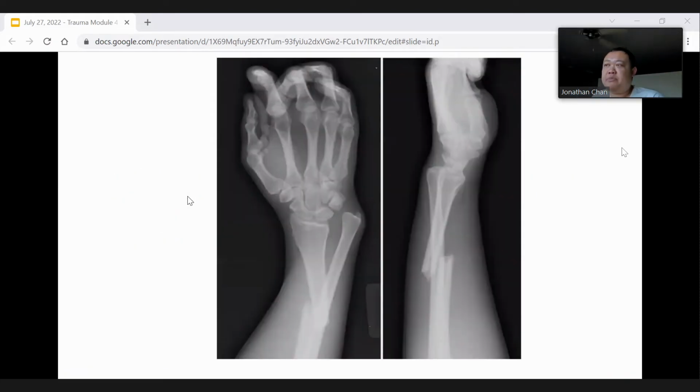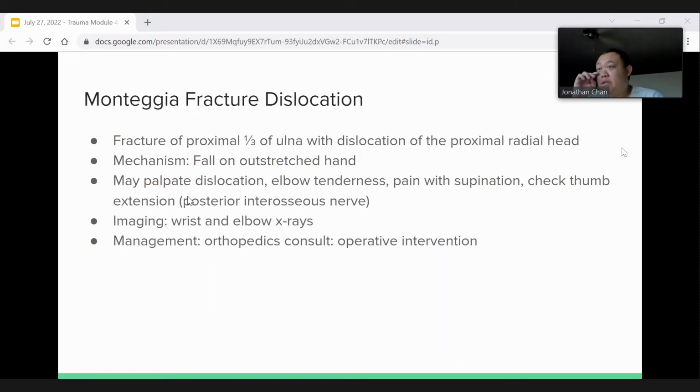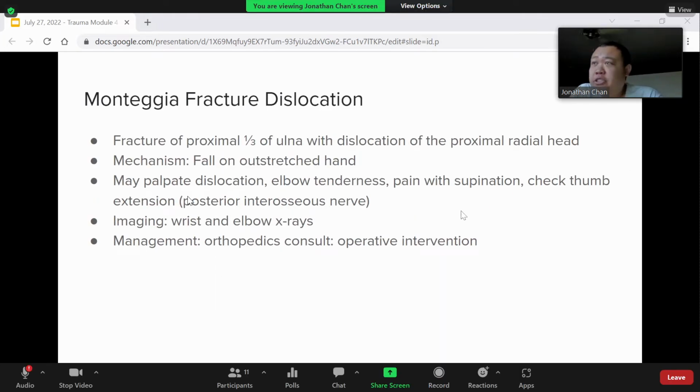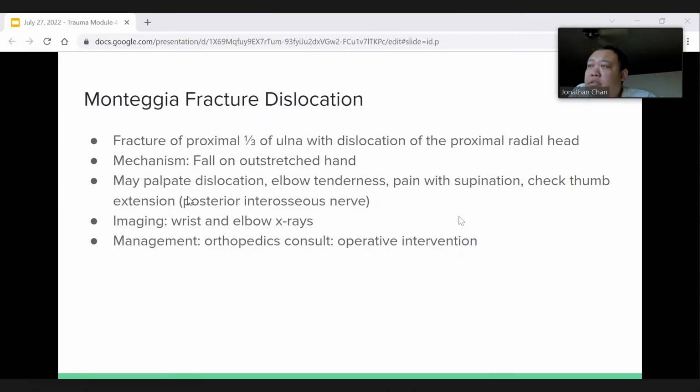Anyone have any other experience or recent cases with Galeazzi or Monteggia fractures? We have it all the time in Chennai. Is it from slip and falls? How do you see them? Yes, maybe slipping or some accident.